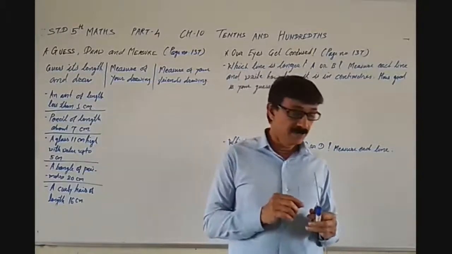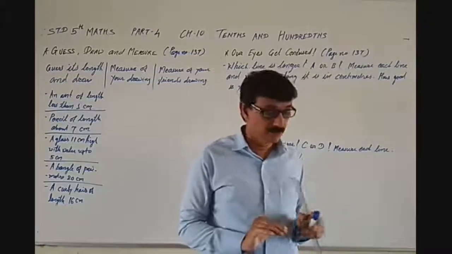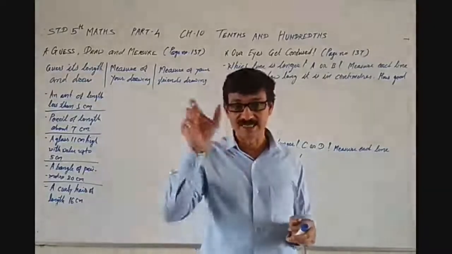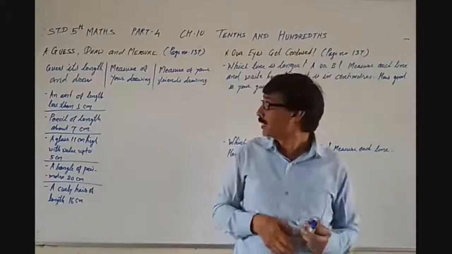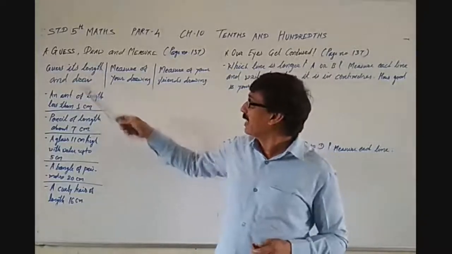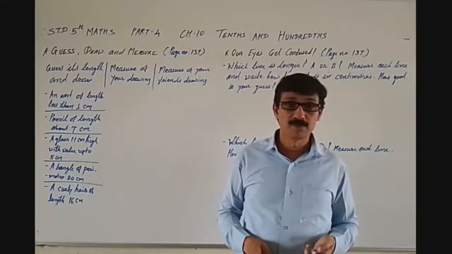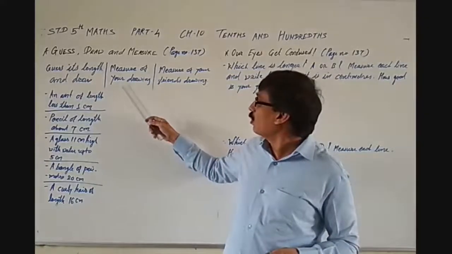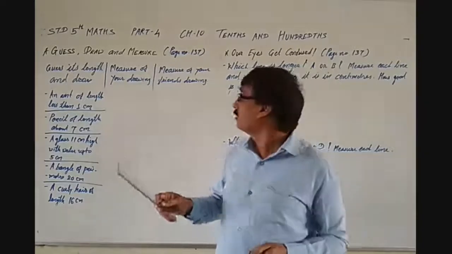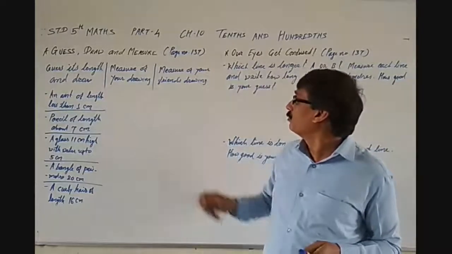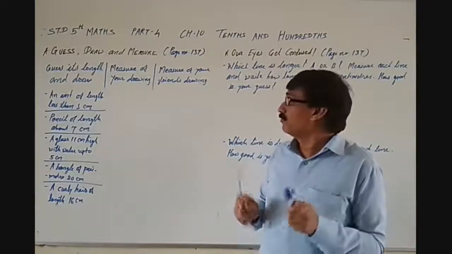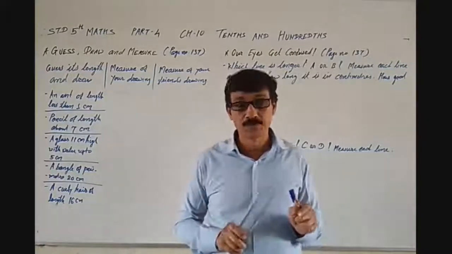Okay, so first of all look into the table. You can see 3 columns are there. First column is guess its length and draw. Second one is measure of your drawing, and third one is measure of your friend's drawing. Okay, so first of all you will have to draw.